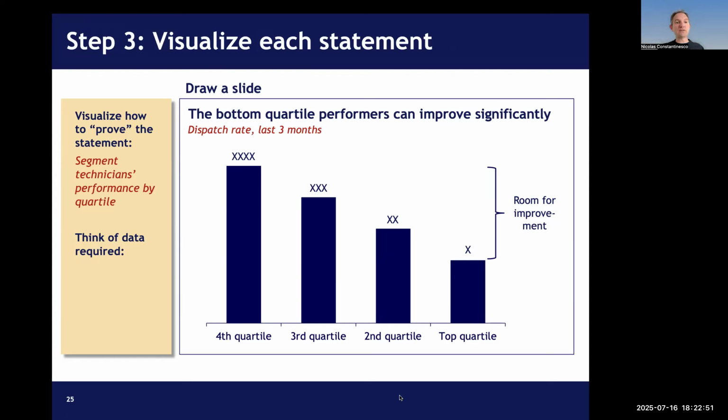So we just need to think about the data that we get. We already know we just need the total calls. We know we want their dispatch rate. If that doesn't exist in that form, then we just need to get the raw data: the number of calls that they've solved and that they've not solved per technician in the last 3 months. That's it. We pop that into Excel, we do the calculations, and then we can come up with the bars.